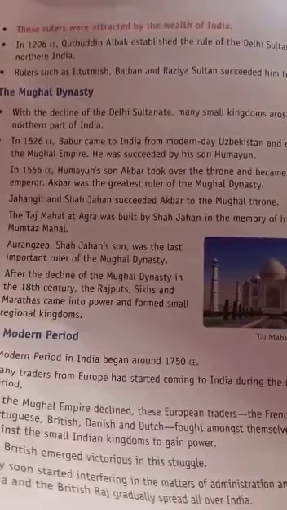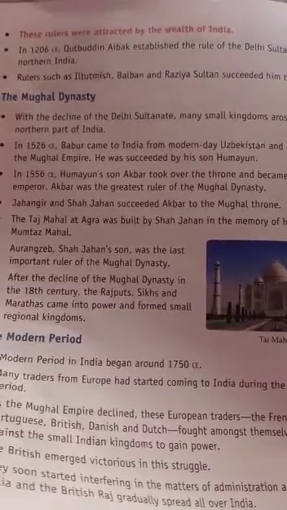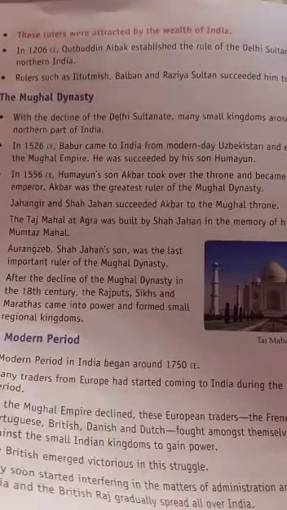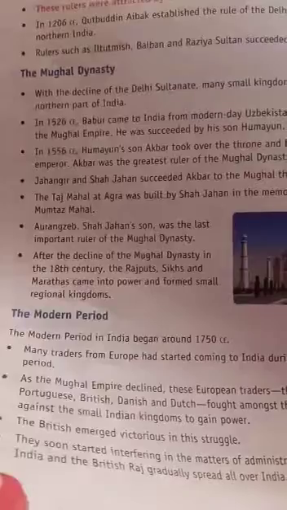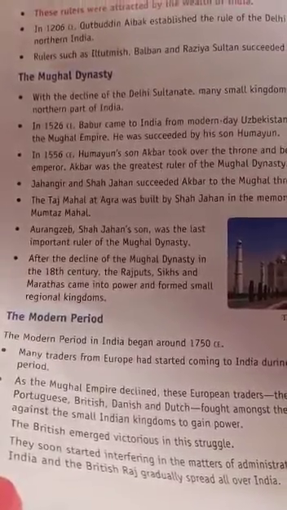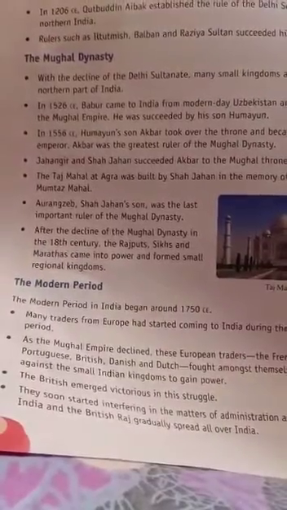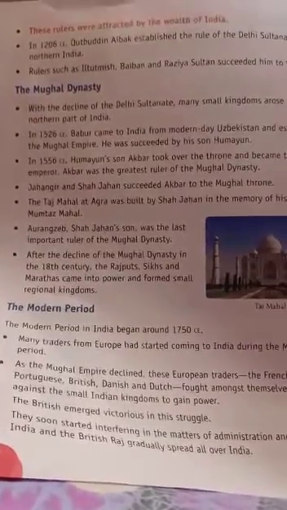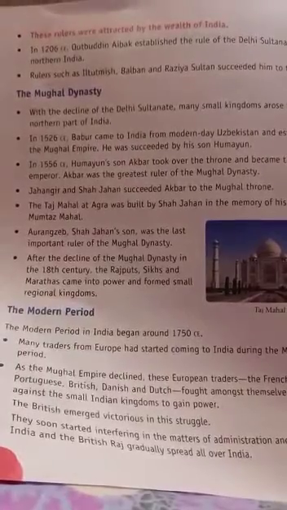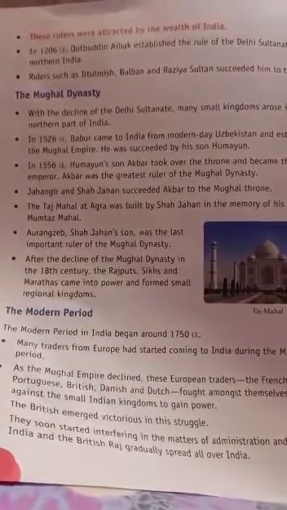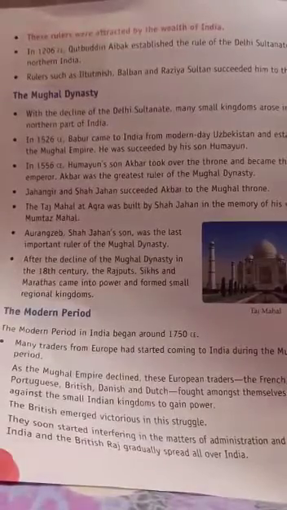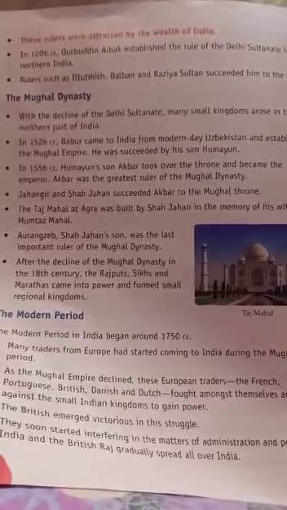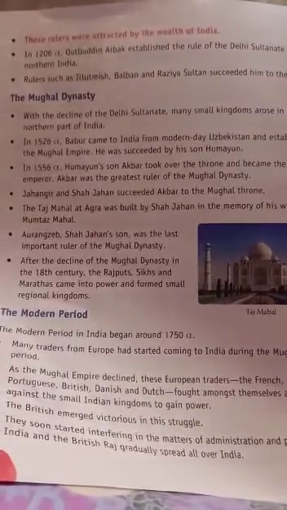And after the end of the Mughal dynasty in the 18th century, small kingdoms like the Rajputs, Sikhs, and the Marathas came into power and formed small regional kingdoms. And by that time, the modern period started. So, the modern period in India started around 1750 CE. During this modern period, many traders, some foreigners, outside people from the European continent, started coming to India to rule over our country.